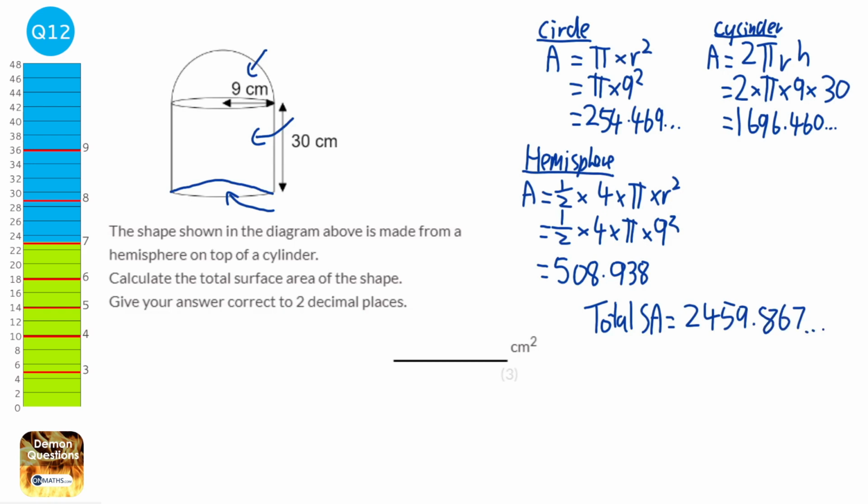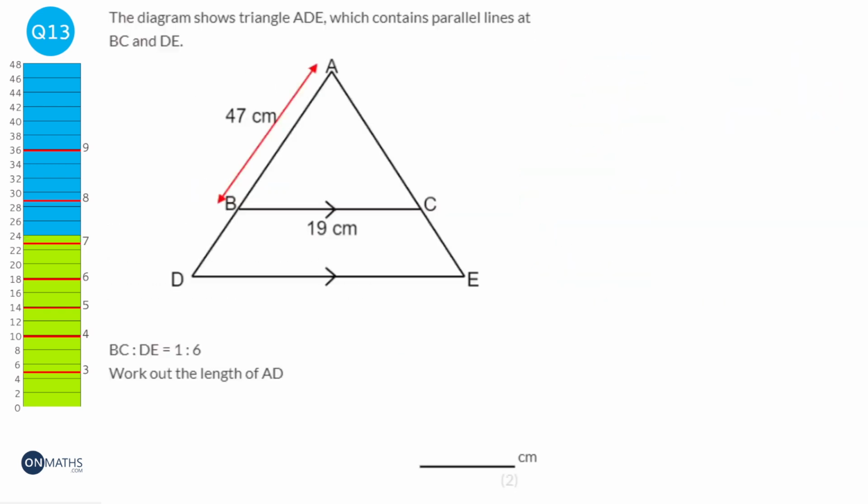Do make sure you show the examiner that you're adding these three here. I've not done that because it wastes a bit of time for a video, but make sure you write it down. It says it wants it to 2 decimal places, so that will be 2,459.87 centimeters squared.